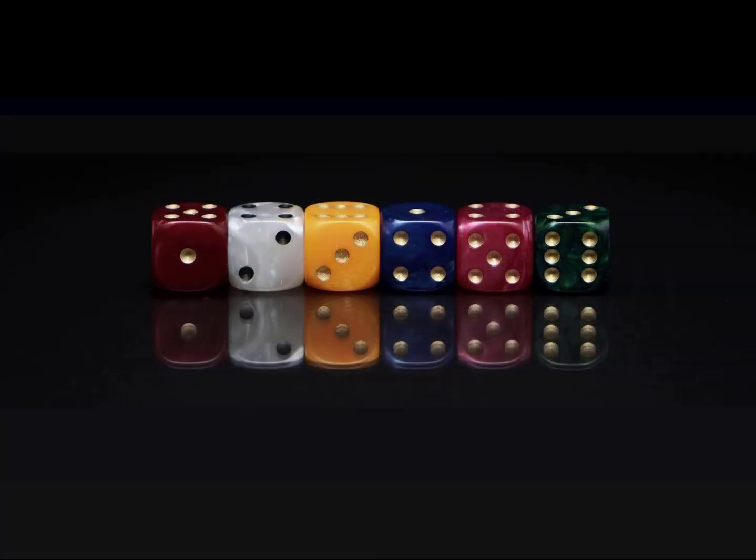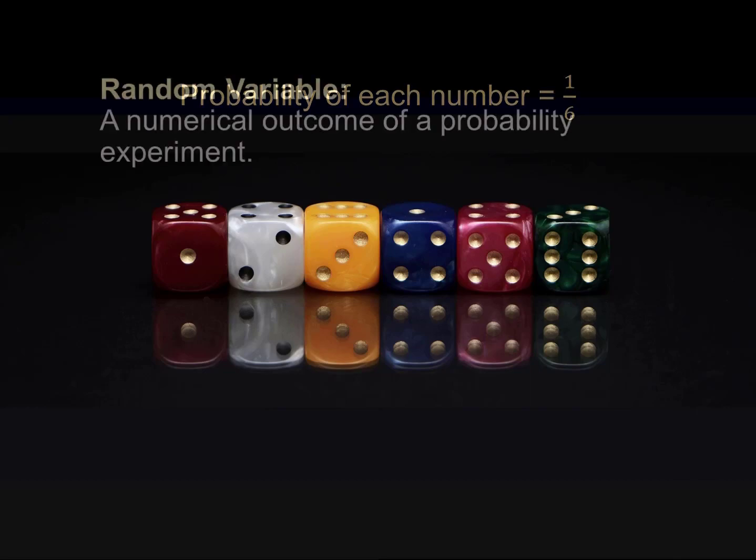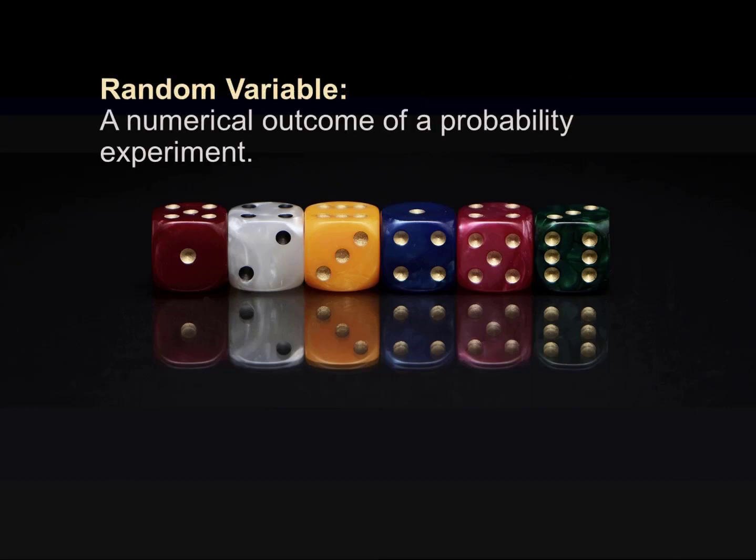If we roll a fair die, the possible outcomes are the numbers 1, 2, 3, 4, 5, and 6. Now each of these numbers has probability 1/6 of appearing. Rolling a die is a probability experiment whose outcomes are numbers. The outcome of such an experiment is called a random variable. Now rolling a die is a simple example.